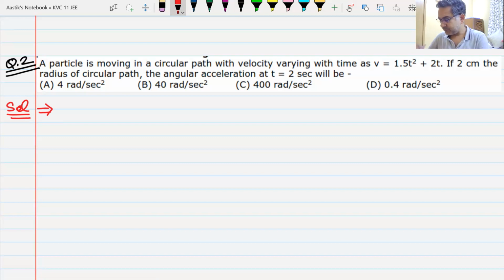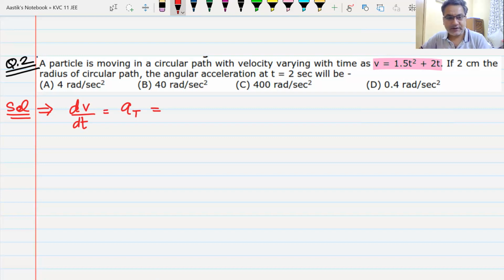First of all, you must understand that here the velocity is varying with time in magnitude. The speed of the particle is changing. Do we understand this? Yes or no? If I find the derivative of this speed, dv by dt, I will get tangential acceleration. Do we understand this?